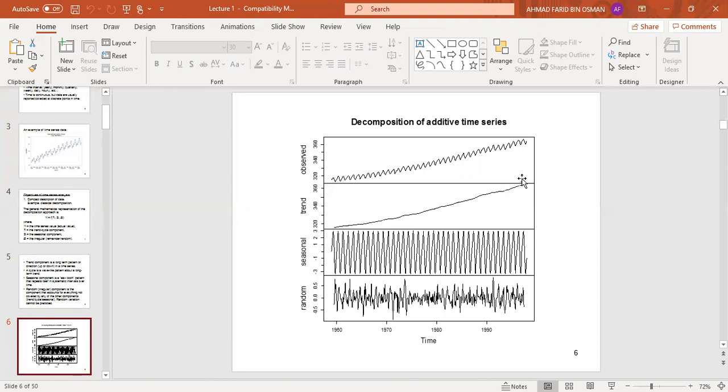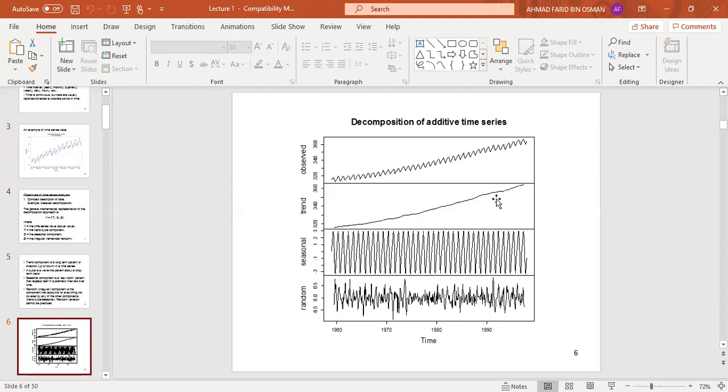a random component, so that we are able to understand better the long-term direction of the series, the trend, as well as the seasonal variation. So which month makes the series higher, and at which month the series is lower relative to other months. If you have monthly data, you can see that this is the estimated seasonal variation or seasonal effect.